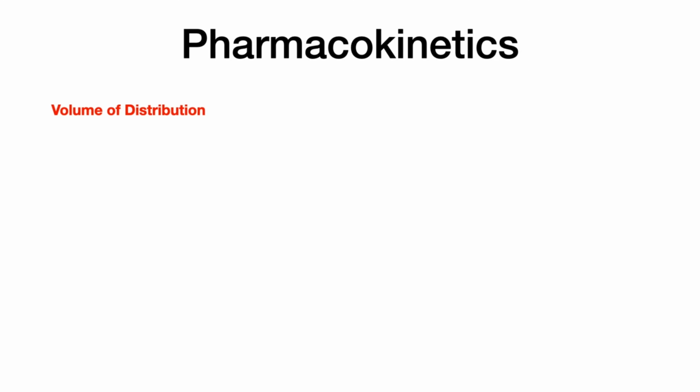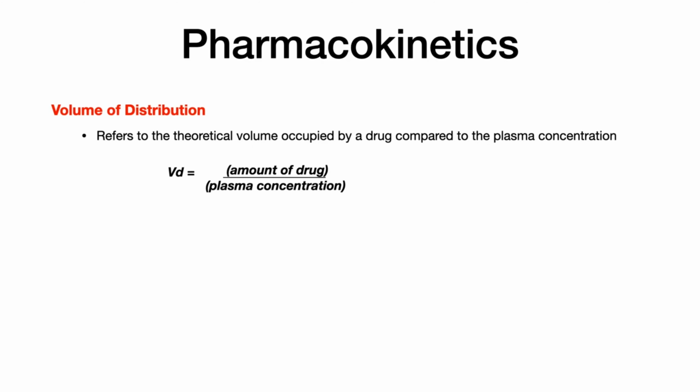Now let's talk about the volume of distribution. Now we're starting to get into the terms that for most medical students are really confusing. So I'm going to try to over-explain this to make this very easily digestible. The volume of distribution refers to the theoretical volume occupied by a drug compared to its plasma concentration. So this is simply a ratio. It's the theoretical volume, or the amount of the drug, compared to its plasma concentration.